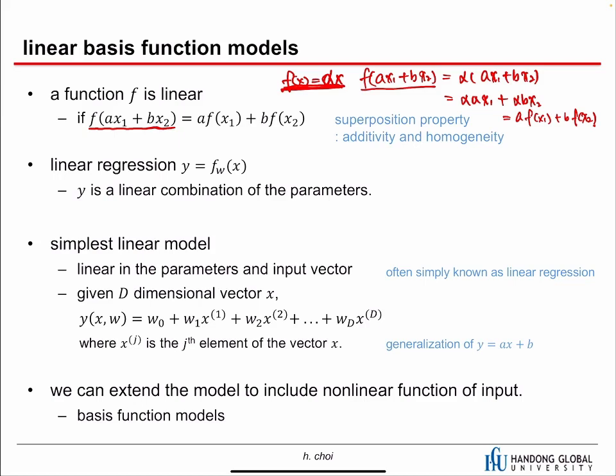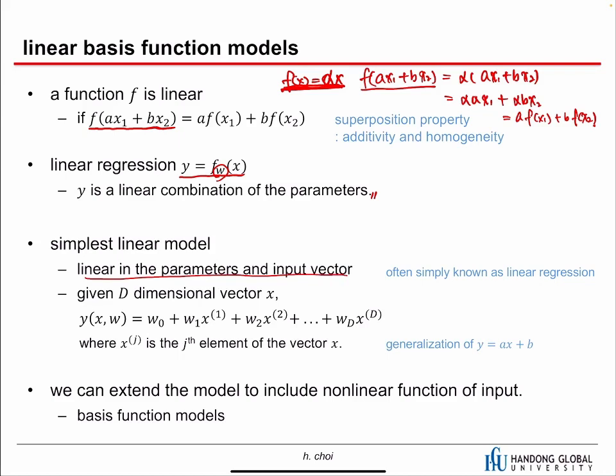Okay, and linear regression is based on linear functions. And y is a linear combination of the parameters. So when we talk about linear regressions, usually in the definitions, this function is a linear function of the parameters. In this case, we have parameter w. And the simplest linear model is a linear function of parameters and input vectors.